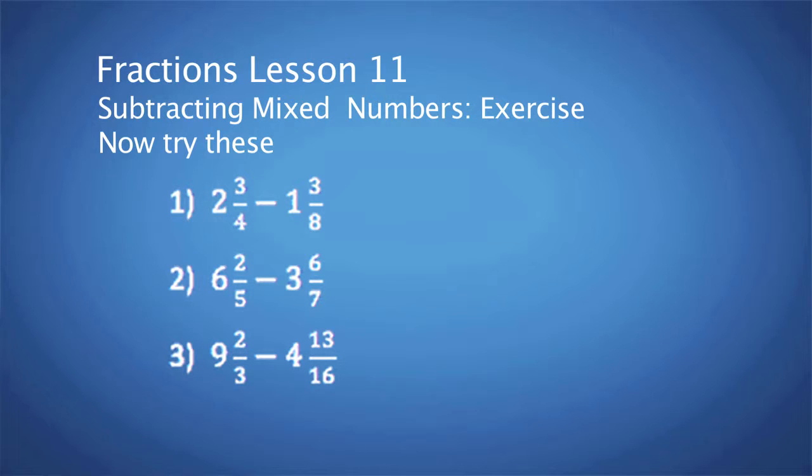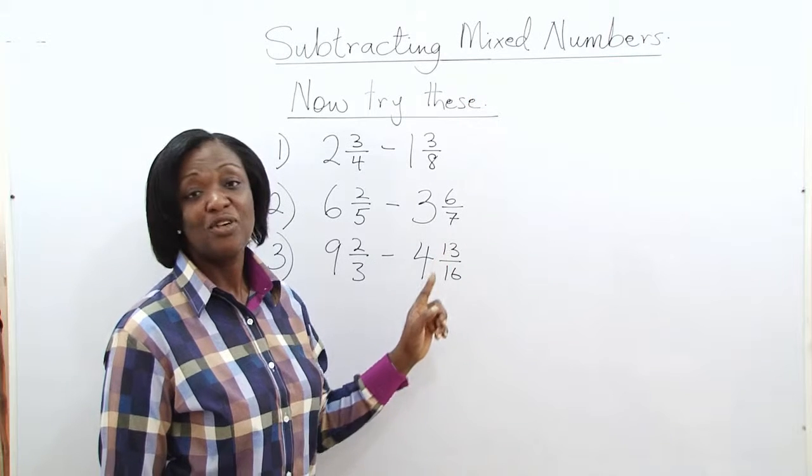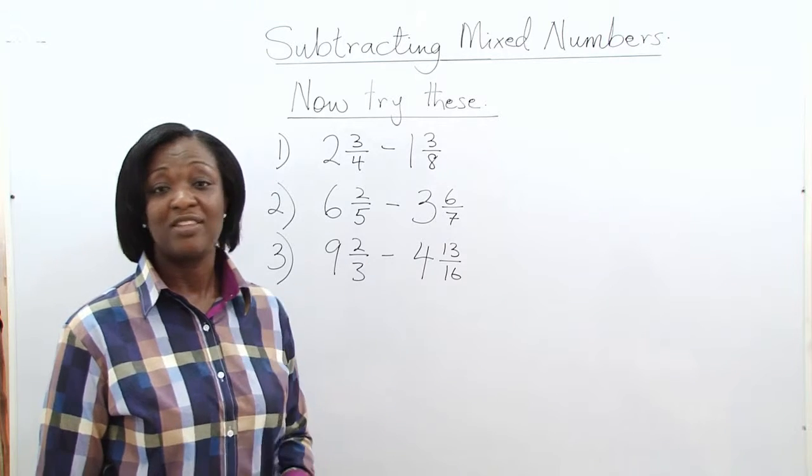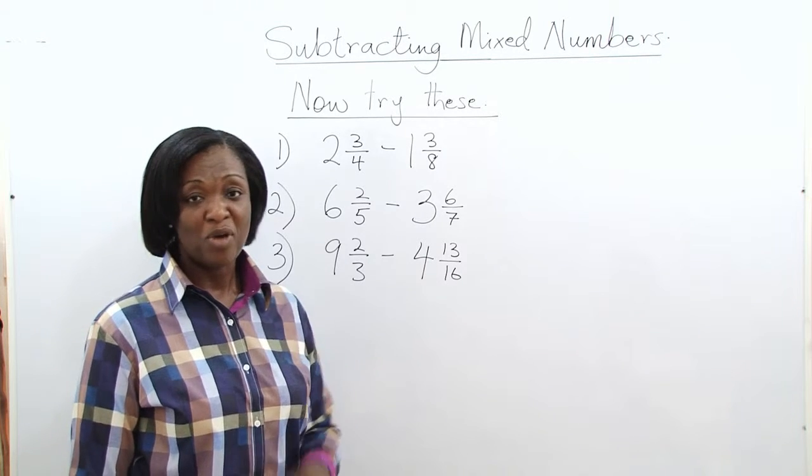I want you to try these out. Number 1, 2 3/4 take away 1 3/8. Very easy. Number 2, 6 2/5 minus 3 6/7. Number 3, 9 2/3 minus 4 13/16. Just take a little time and try it out. You'll find out that you can do it and do it well.